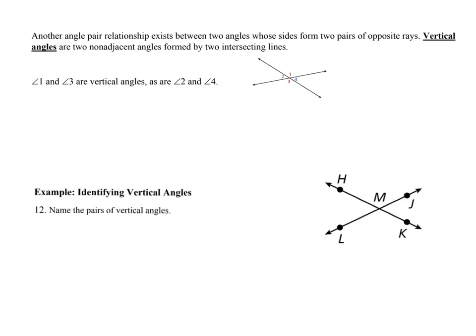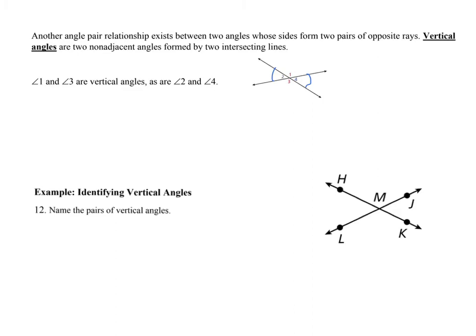And finally, we have our last pair that we're going to talk about today. Those are called vertical angles. Basically, a vertical angle is two angles that are across from each other. So for example, angle 2 and angle 4, but it's not enough for them to be across from each other. They need to be across from each other when formed by two intersecting lines.